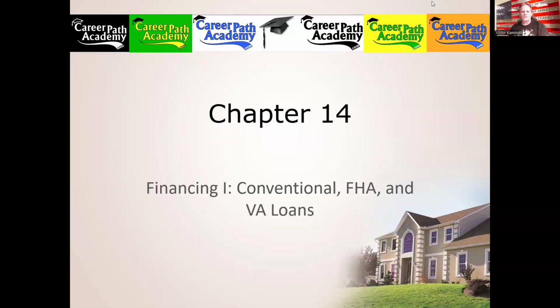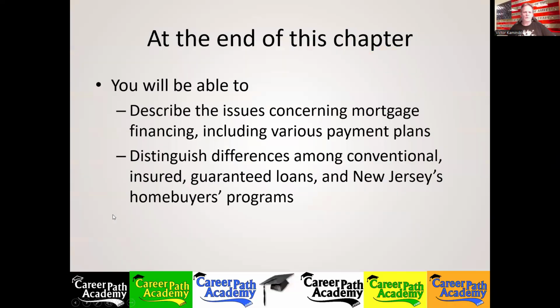All right, chapter 14. This is the second chapter on lending. We have three chapters on lending, 13, 14, and 15. So, financing one, conventional, FHA and VA loans. In this chapter, we're going to describe issues concerning mortgage financing, including various payment plans. We're going to distinguish differences among conventional, insured, guaranteed, and some New Jersey home loan programs from home buyer programs.